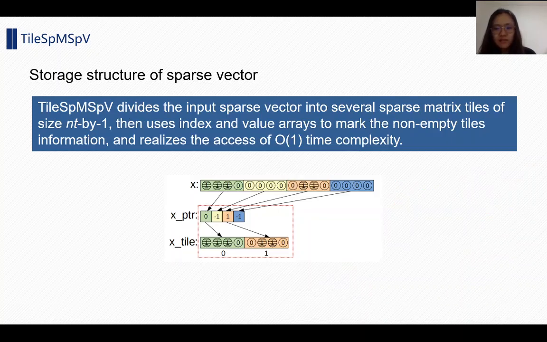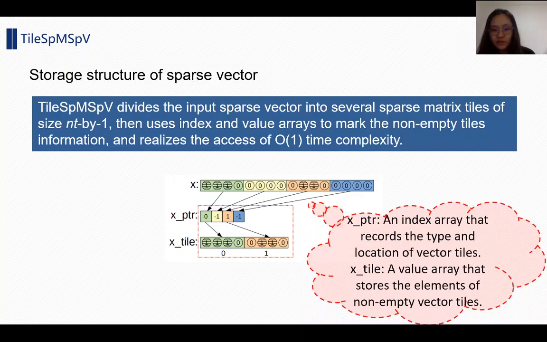The tiled method also stores the vector in tiles. For a vector of length n, it will be divided into n divided by NT vector tiles. And only non-empty vector tiles will be stored. We use xptr to record the index of the vector tile.